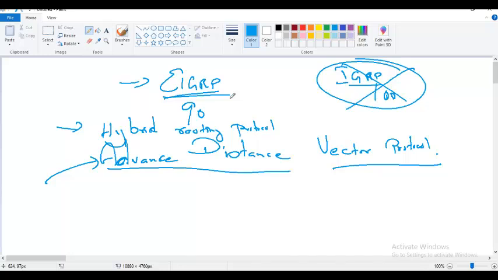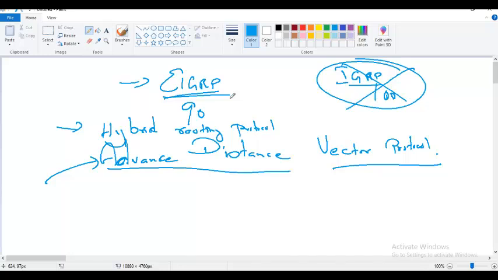And you can tune it even up to 255 hops. So EIGRP is a hybrid routing protocol. That's a CCNA level of answer. Advanced distance vector protocol is the right way of calling EIGRP.